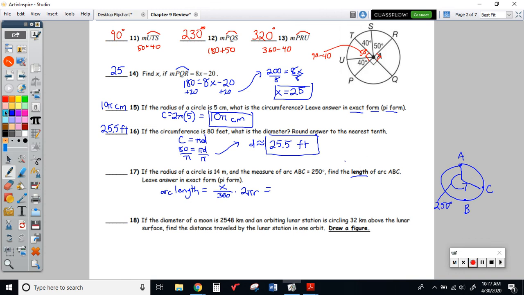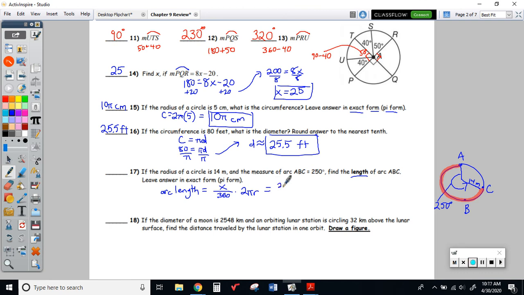But there to there is 250 degrees. So we're trying to find the length of this arc. Let me use a highlighter for that. We're trying to find the length of what this would be from there to there, given that this has a radius of 14 meters. So from there, I'm going to be looking at plugging in 250 in for this.